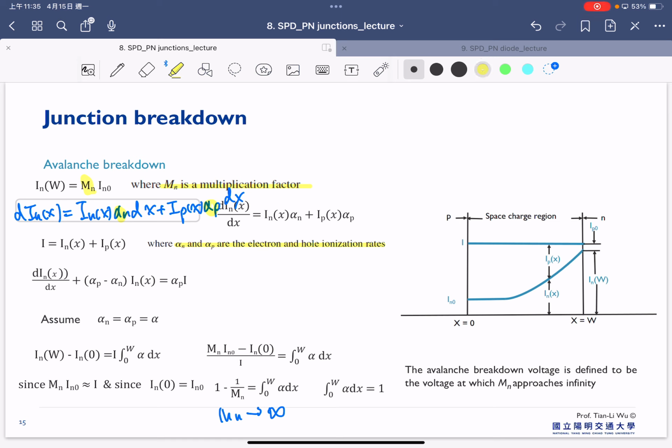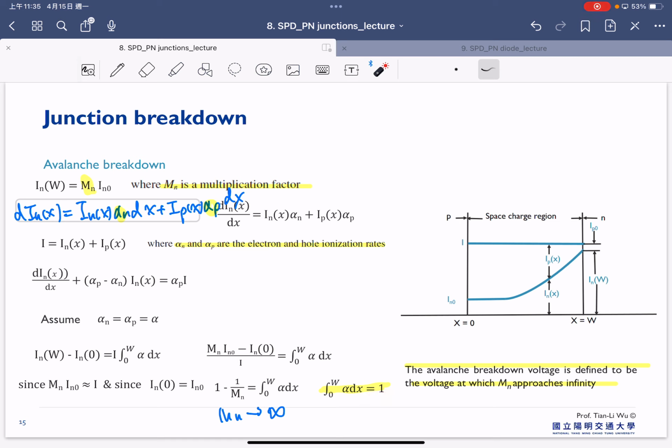and therefore this gives the conclusion that this is the avalanche breakdown voltage, defined when N approaches infinity. And in the end, we can have this integration. That means our impact ionization rate integrated between zero and the end of the depletion width, once it equals one, that's the case where we will have the avalanche process here.